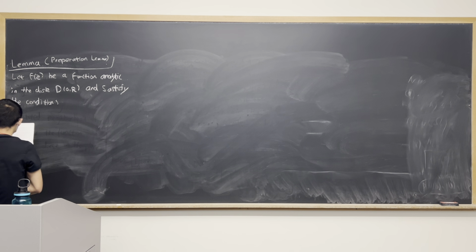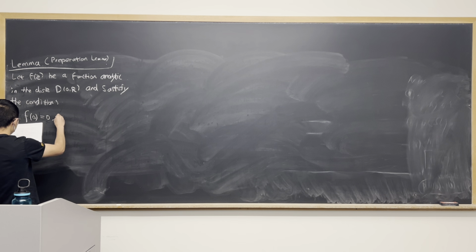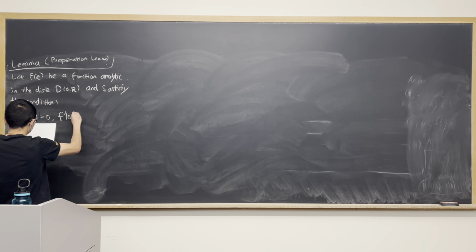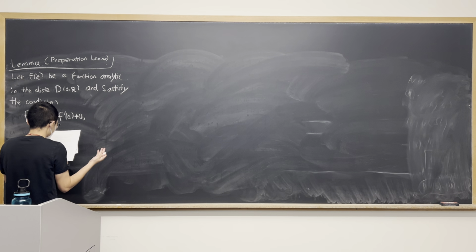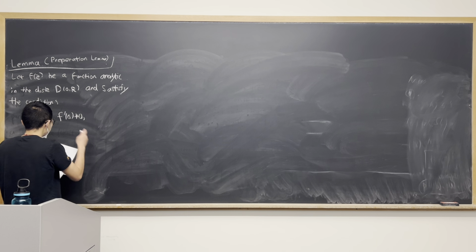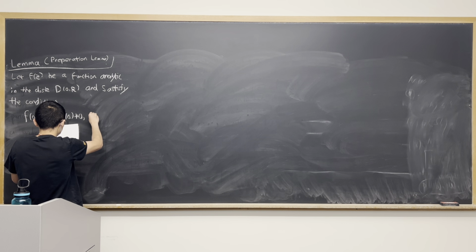It satisfies several conditions here. First, f of the origin is equal to 0. Keep in mind that the constant coefficient of the Taylor expansion is 0. And then f prime of 0 is not equal to 0. So this implies that the coefficient corresponding to the first derivative is not 0.